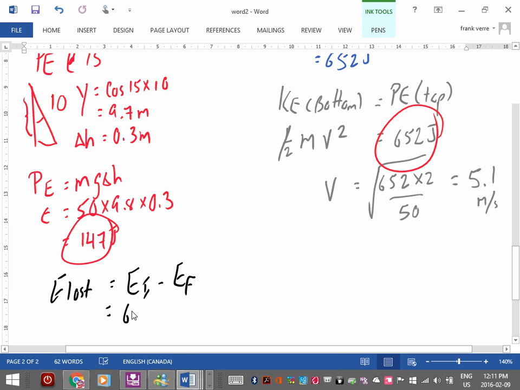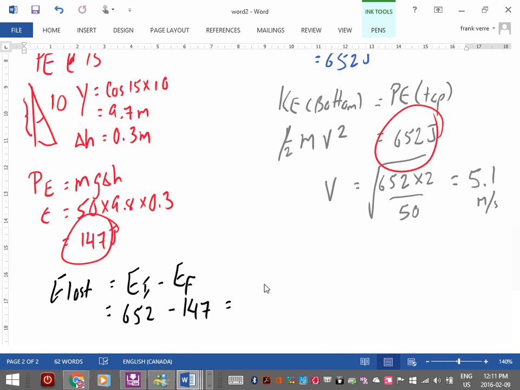The initial energy was 652. The final energy is 147. So the energy lost by the wrecking ball is 505 joules. Now, where did that 505 joules go?